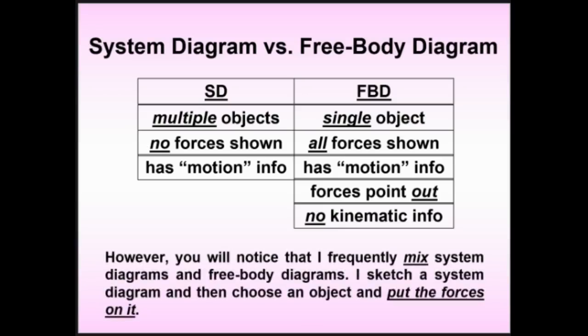I frequently mix system diagrams and free body diagrams. I sketch a system diagram first, and then I choose an object and put like a transparency, put all the forces on it. To me, it just makes me see the system. Okay, so let me show an example of what I mean by both a system and an FBD at once. Do you have that already written? Okay, good, awesome. Okay, everyone, let's go to the next slide.